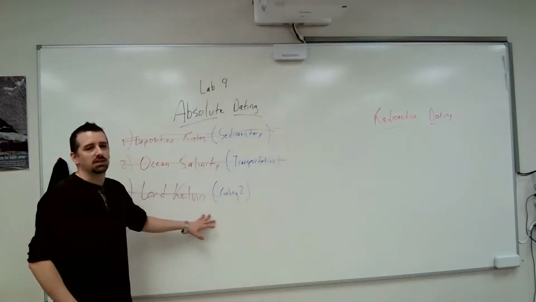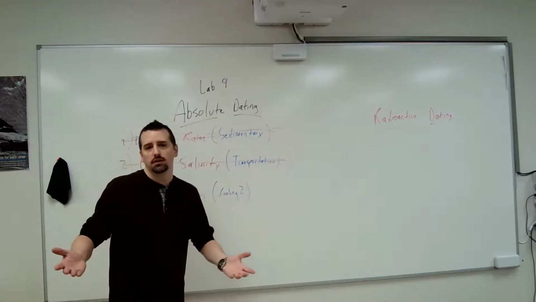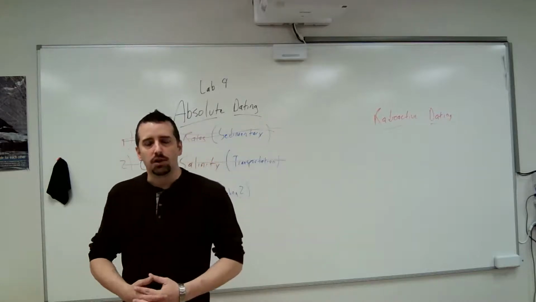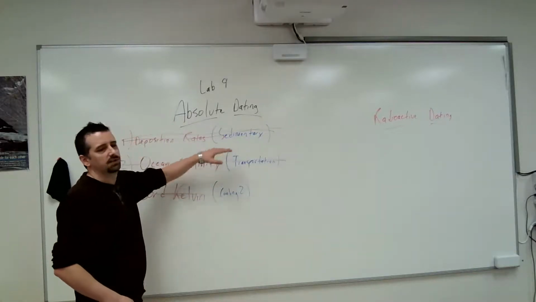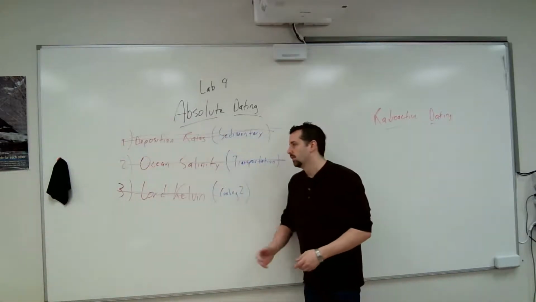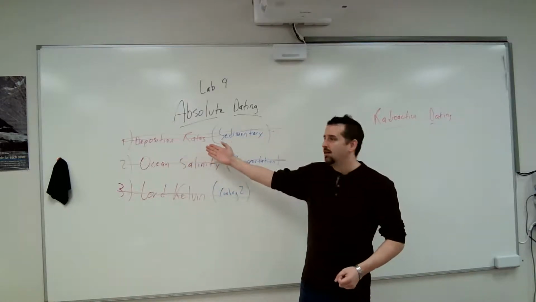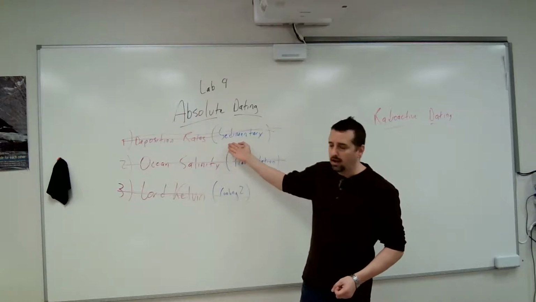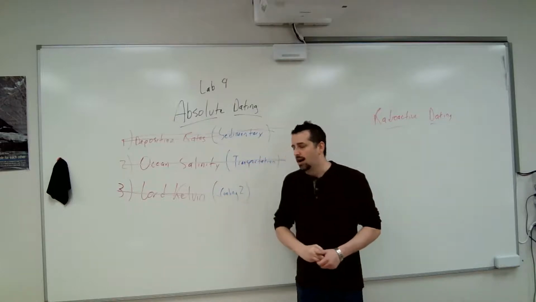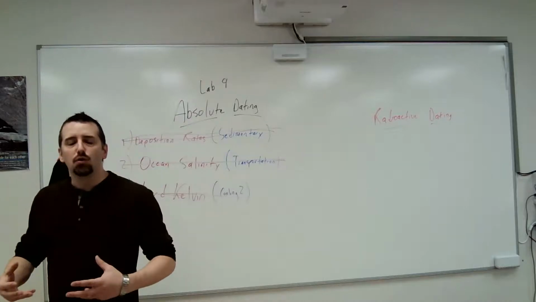I am probably going to ask you on the test to give me at least one of the ways that we have tried to absolute date something that didn't work, because science is not just about its successes, it's about its failures. So I'm going to want you to know at least one of the ways that we've attempted to do this. How in the past have we tried to absolute date something? As you can see, we have the deposition rates through the sedimentary processes, the ocean salinity, again through the sedimentary process of transportation, and Lord Kelvin's method of looking at the cooling rate of the Earth.